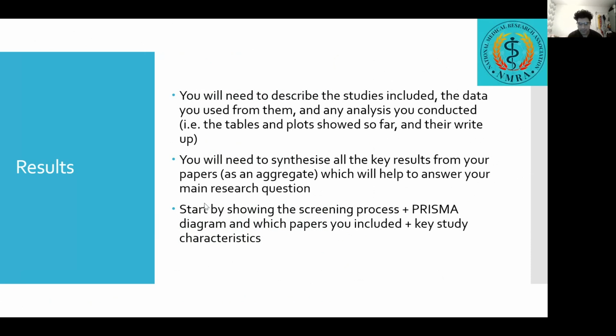So yeah, the key thing to cover in those is just being straightforward and making sure that you're actually synthesizing results, but not commenting on them. It's not appropriate to comment on results in the results section, because that's what the discussion section is for.